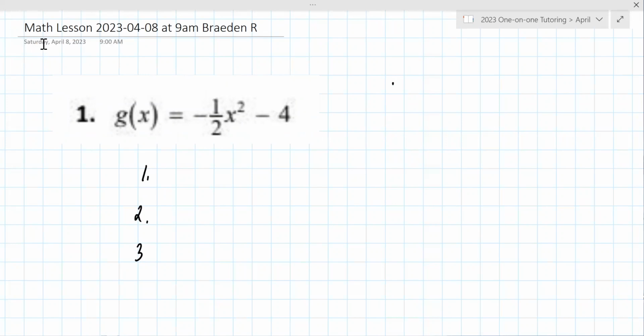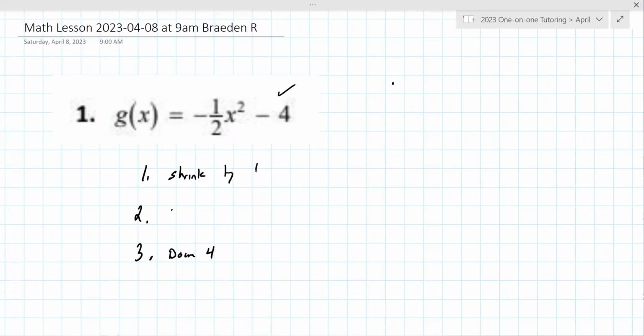Well, it moves right 4. Okay, this is actually, oh, no, down. It moves down 4. Yeah, that's outside the function, so that's down 4. So that takes care of that one. Shrink by a factor of 1/2. Okay, and that can go in any order here.